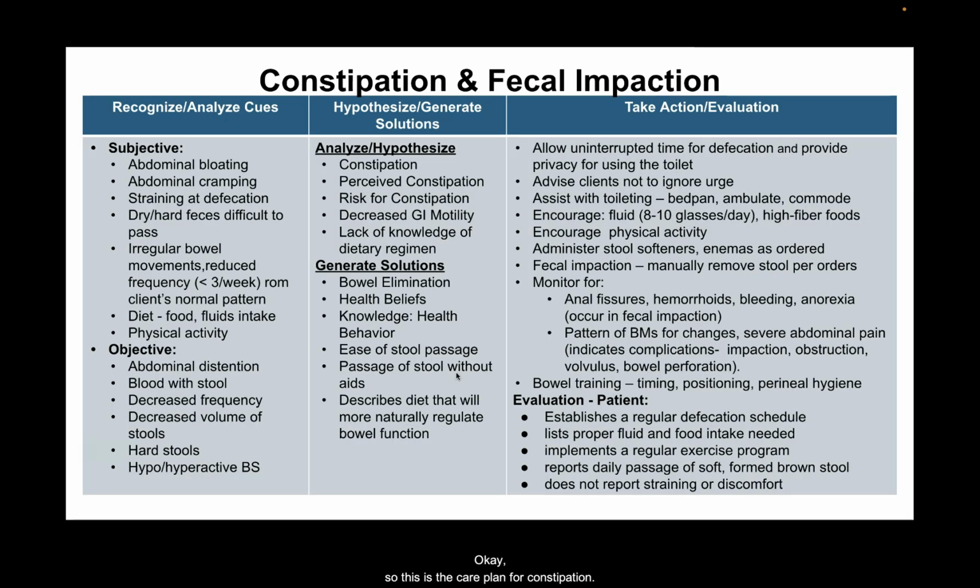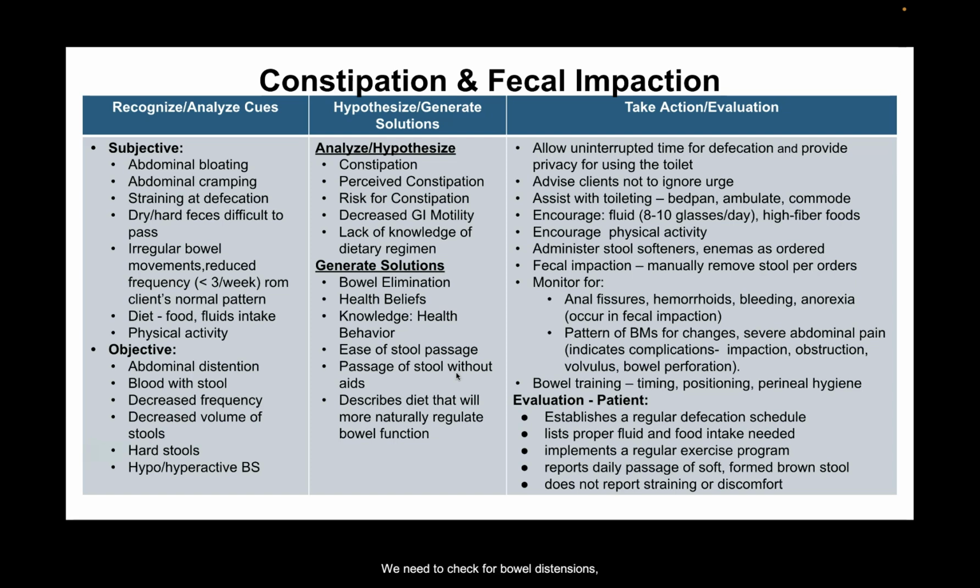Okay, so this is the care plan for constipation. The cues that we need to recognize and monitor for, subjective: this is what the patient might tell you. They have bloating, they have cramping, they strain when they defecate, they have dry, hard feces and it's difficult to pass. They've had irregular bowel movements, they're pooping less than 3 times a week, and we need to find out the client's normal pattern, diet, how they eat, how much fluid they take in, how is their physical activity level.